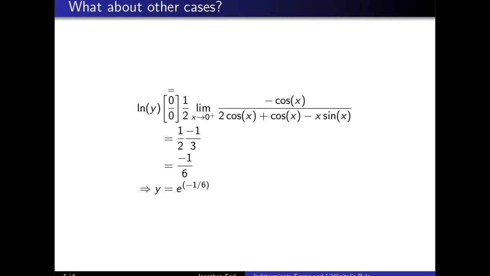And remember that we've just found the natural logarithm of the thing we're interested in, so we just need to raise both sides to the e. So it tells us that the original limit we were looking at is e to the minus 1/6.